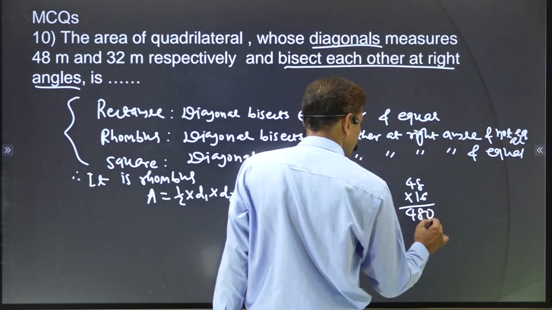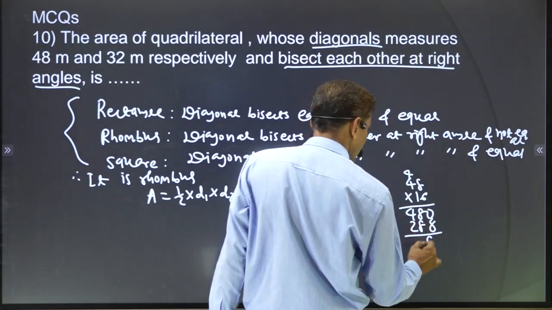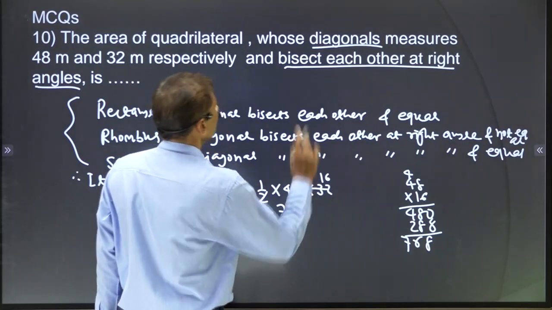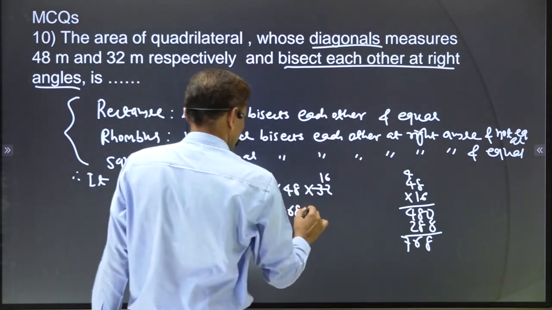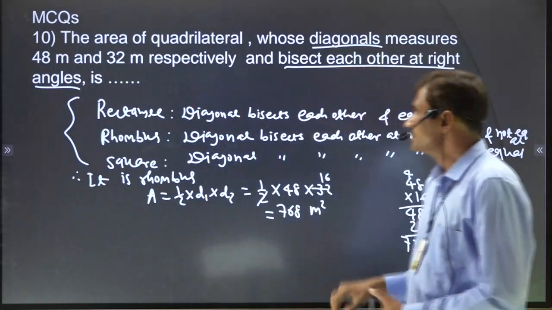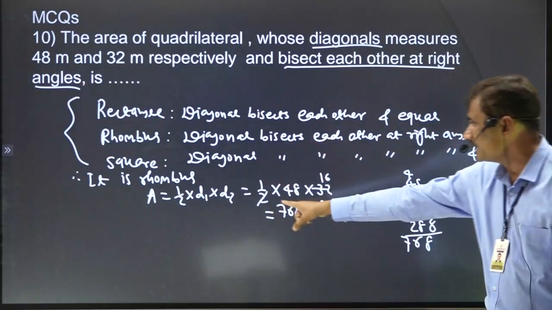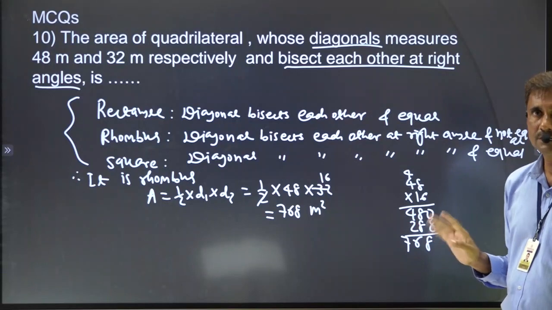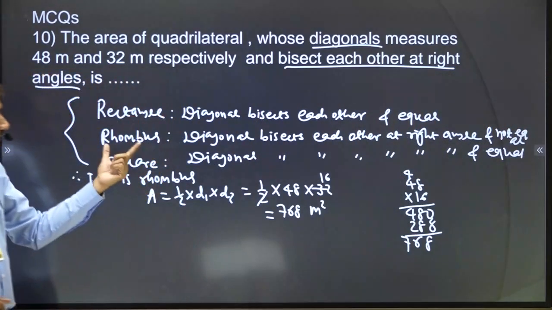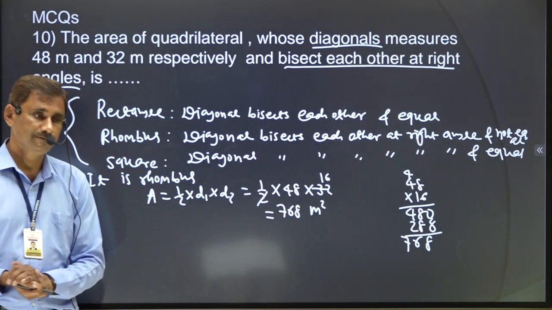480. 8 6s are 48. 6 4s are 24 plus 2, 26. 8 16s are 128... so 768 meters square. Okay. So basically the sum is very simple, but you have to identify it is a rhombus, so its formula is applicable here. Understood? So if you want, you can write down all these three important properties of all main three types of parallelograms.